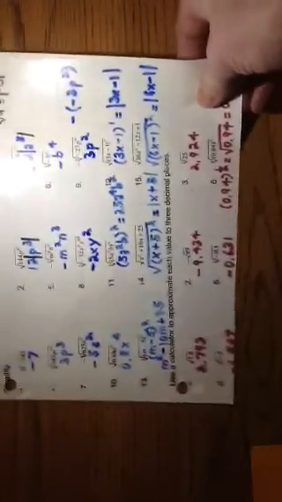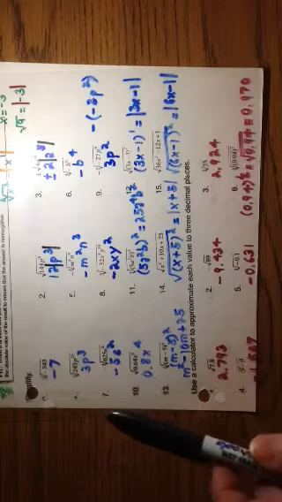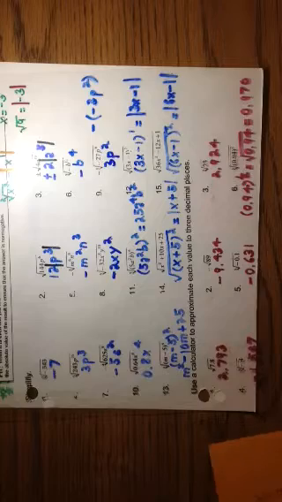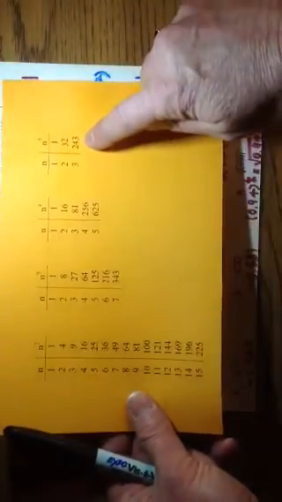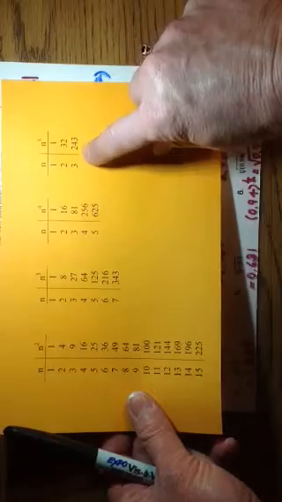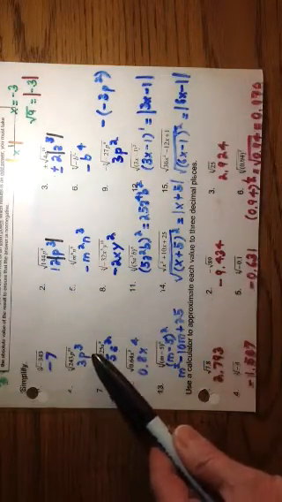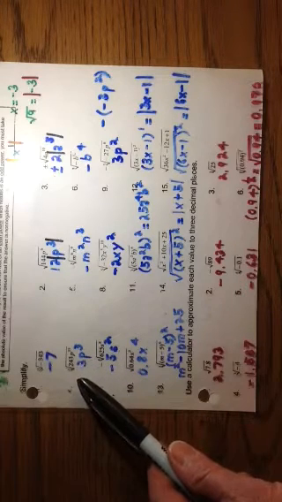Moving down, you can see in the next problem, it's hard to see here for me, we have a 5th root of 243 p to the 15th. Again, as you learn these powers, we're going to learn that the 5th root of 243 is 3. So what we have here is 3, and then the variable p raised to the 3rd, because 15 divided by 5 is 3.